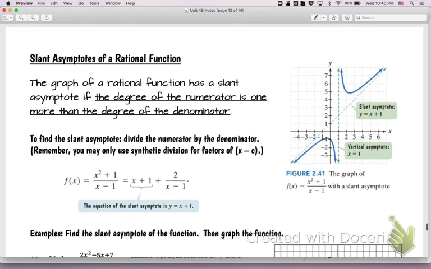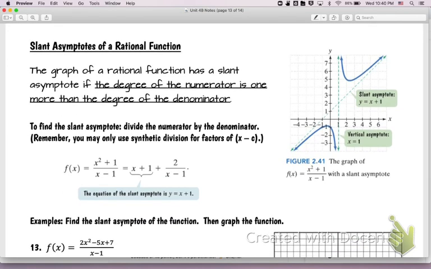But this third type of asymptote is called a slant asymptote. And a slant asymptote only occurs in a very specific situation, okay? So instead of being perfectly horizontal or perfectly vertical, it's slanted. So the graph of a rational function has a slant asymptote only when the degree of the numerator is exactly 1 more than the degree of the denominator.